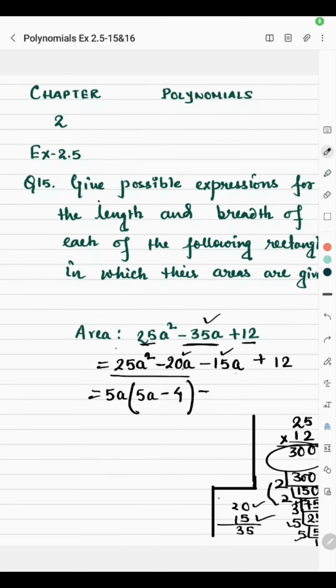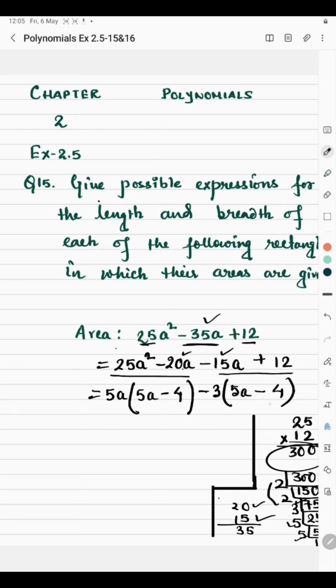Now we have a minus sign. From these two terms also we will have to take a common number, like 15 and 12, both are divisible by 3. So we'll take 3 from these two terms. So what would be left? 15 divided by 3 is 5, and a will be there with 5. Then here we have taken out minus, so this sign will become minus. Since we have a minus sign before the bracket, the sign inside the bracket changes: if it is plus, it becomes minus, and if it is minus, it becomes plus, because if you remove the bracket, the minus and minus will become plus. So 12 divided by 3 is 4.